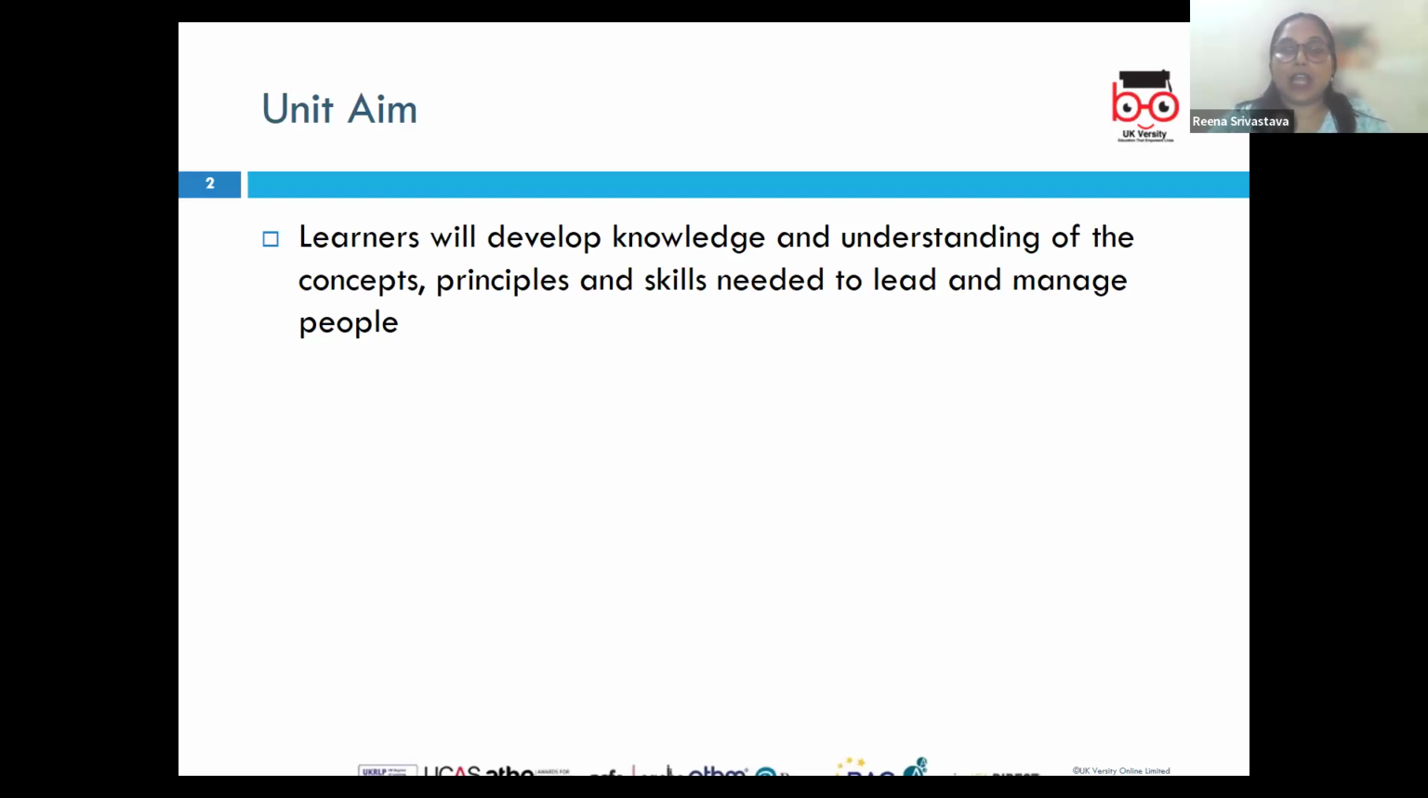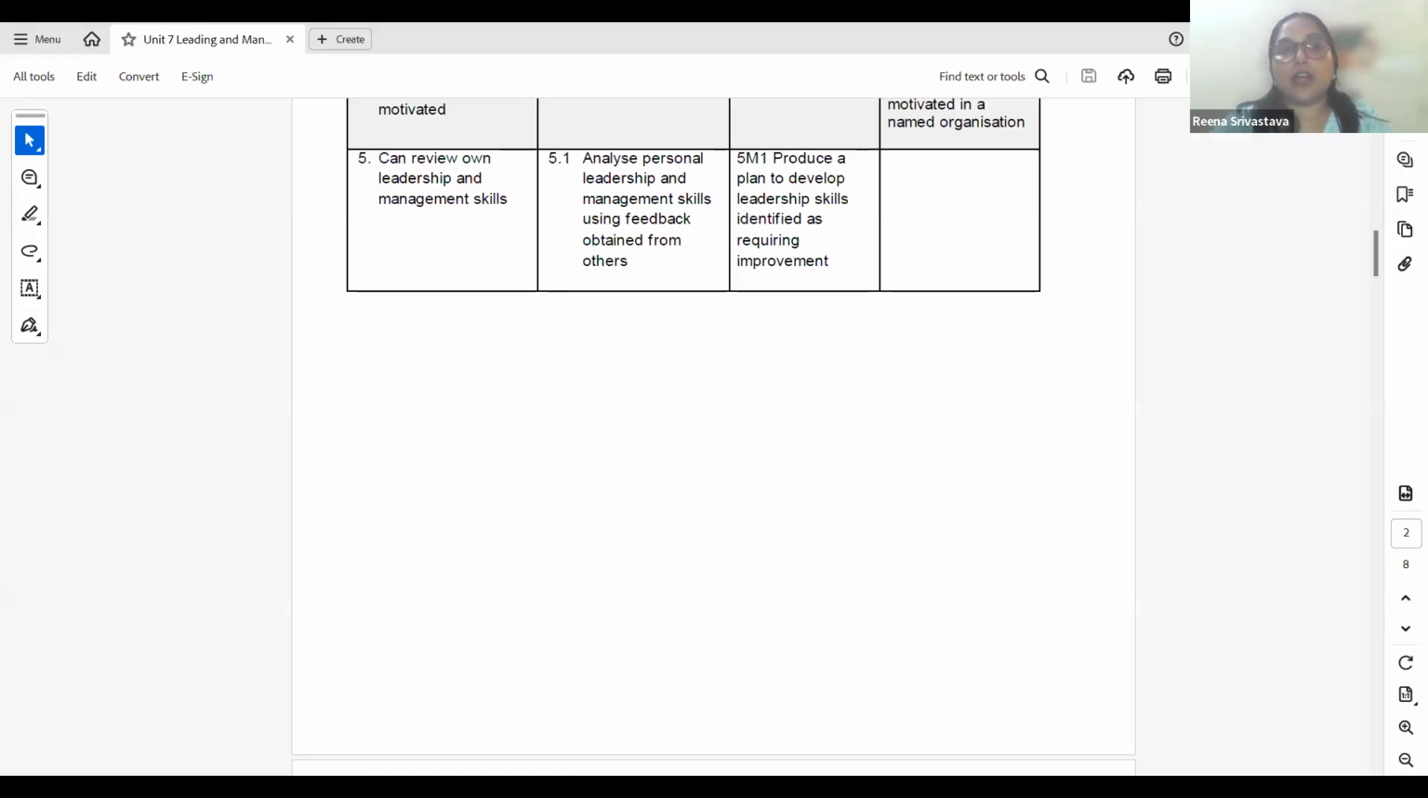Now, if we take a look at the unit specifications, you will be able to see that in this LO we have two tasks. One, 5.1, a pass task, requires you to analyze personal leadership and management skills using the feedback obtained from others. The others can be your peers, your subordinates, your supervisors.